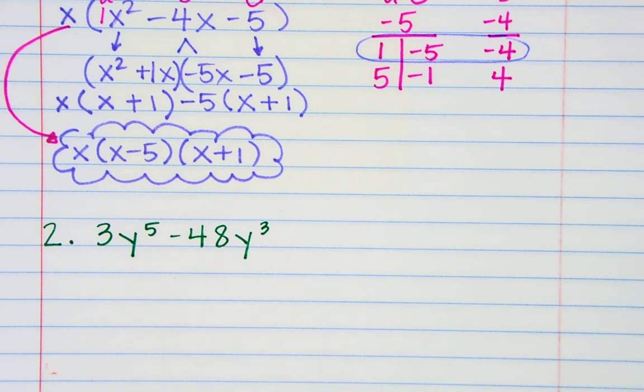So looking at 3 and 48, what can you take out of both of those? What is the highest thing you can divide out of 3 and 48? Well, 16 doesn't go with 3. Yeah, 3. You can take a 3 out of 3 and 3 out of 48.